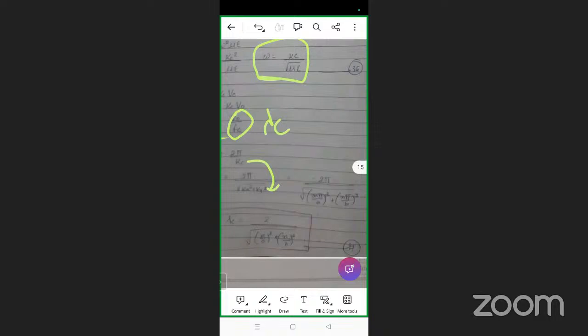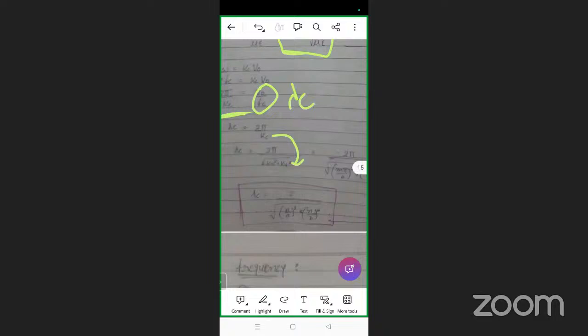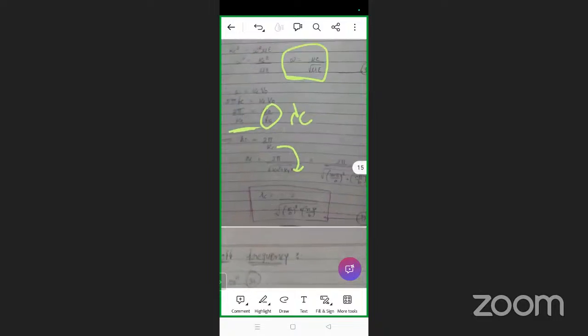Finally, we got wavelength. What is the wavelength formula? Lambda c equal to 2 by under root of (m by a) whole square plus (n by b) whole square. So what we calculated? We calculated cutoff wavelength lambda c. Next, what we have to calculate? Next, we have to calculate cutoff frequency Fc.